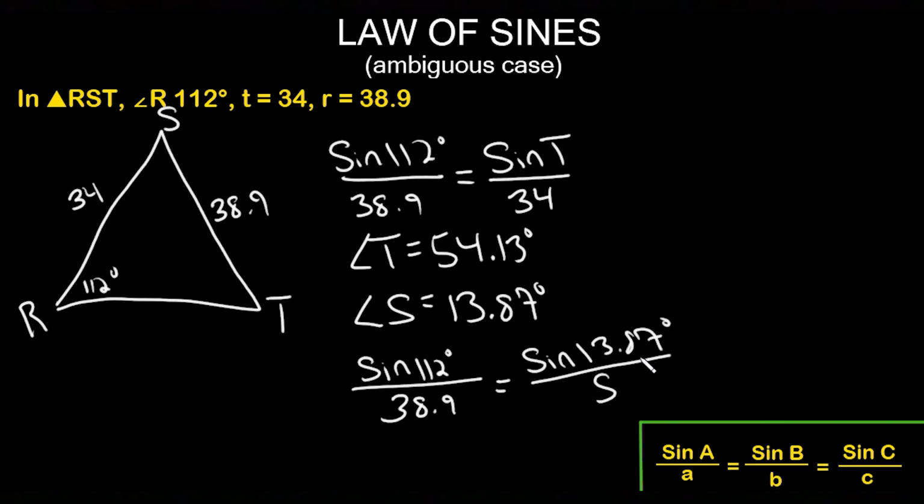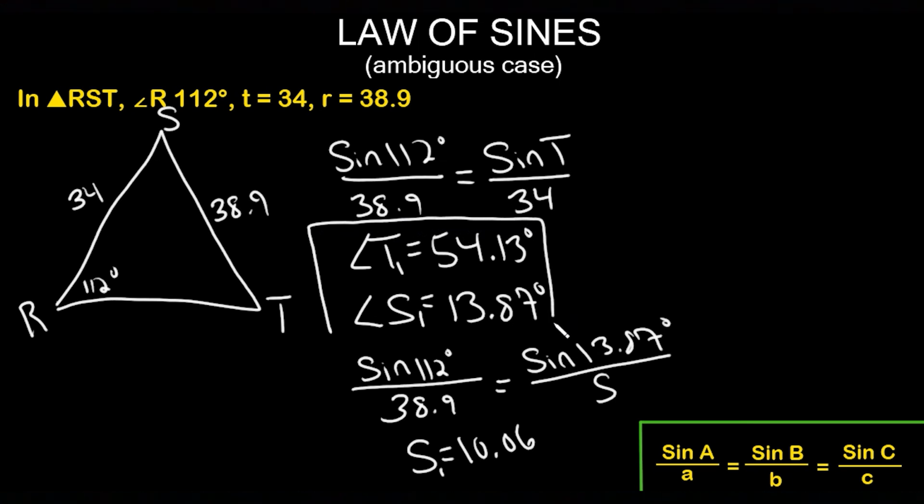And we're going to divide by our previous answer, right? So dividing by the previous answer, we get the following. I get 10.06. So side S is equal to 10.06. And again, I should technically label these with a subscript of 1 because I don't know if the second triangle is going to exist. So for example, angle T1, angle S1, and then side S1, okay? So these are done. I'm going to go ahead and box those in.